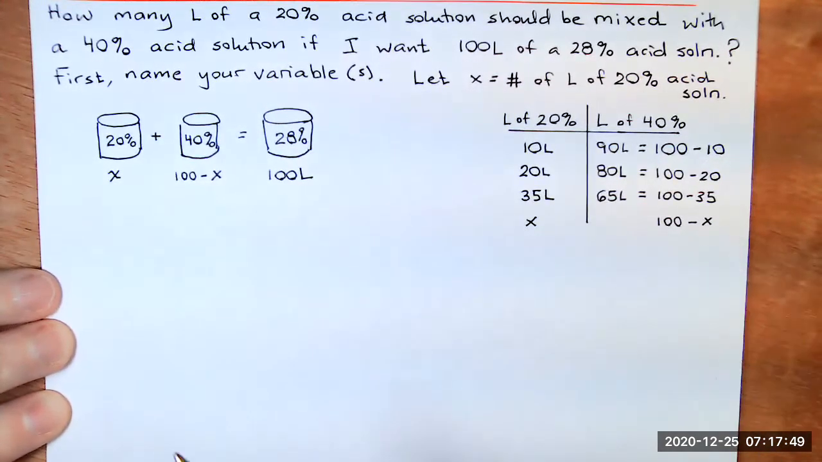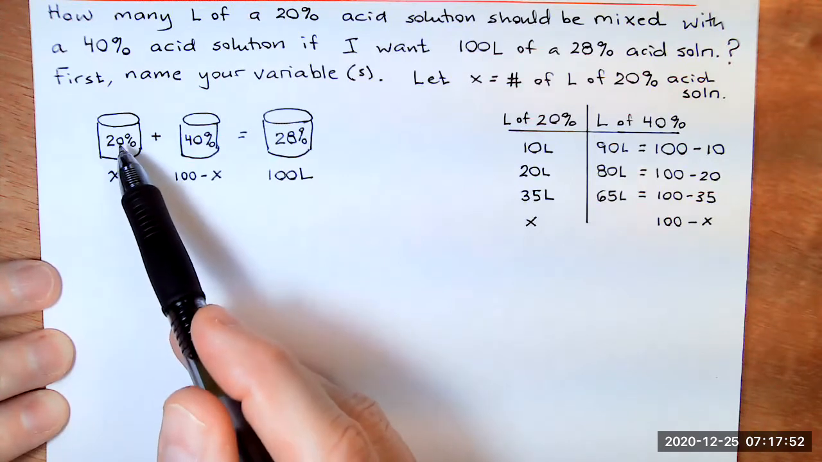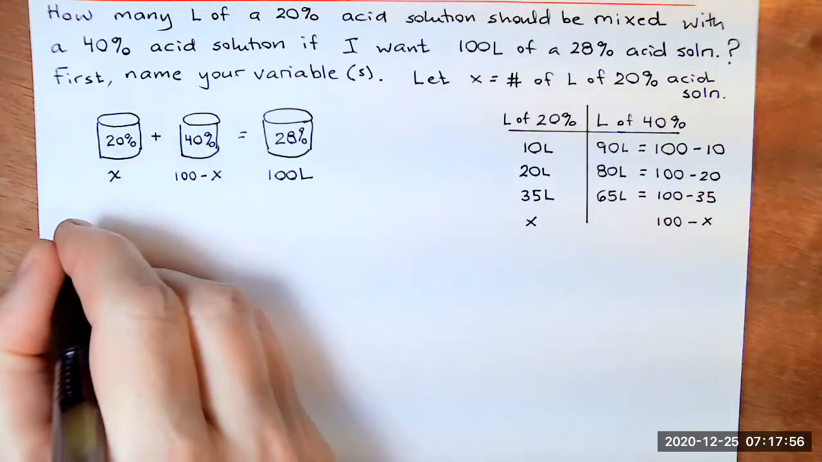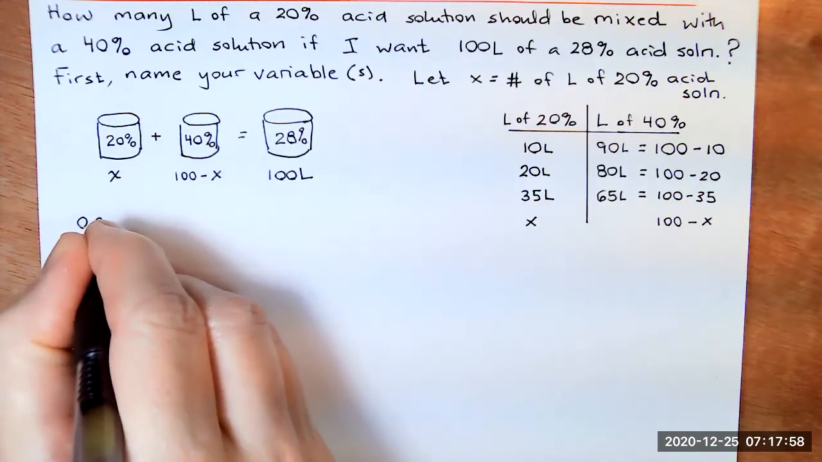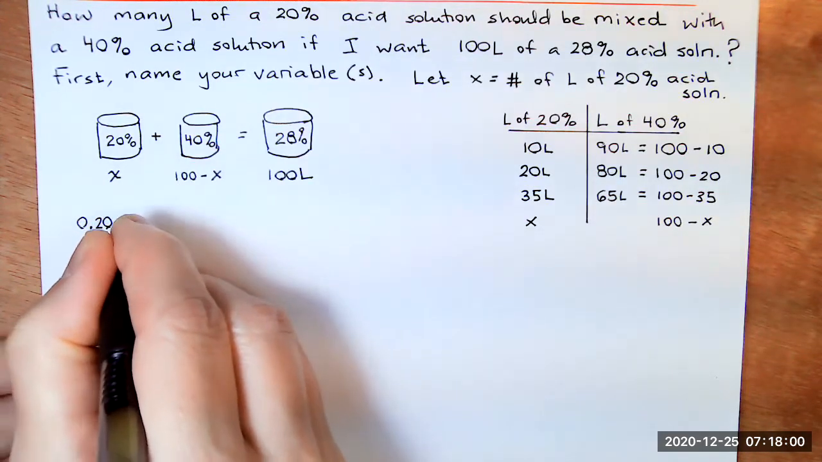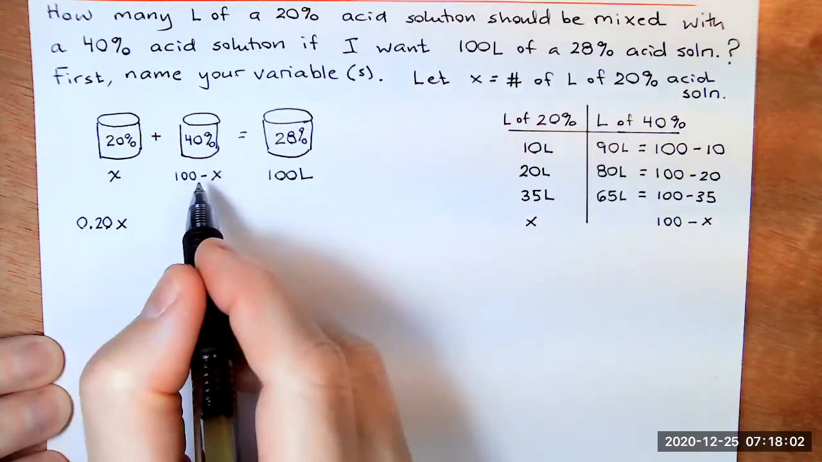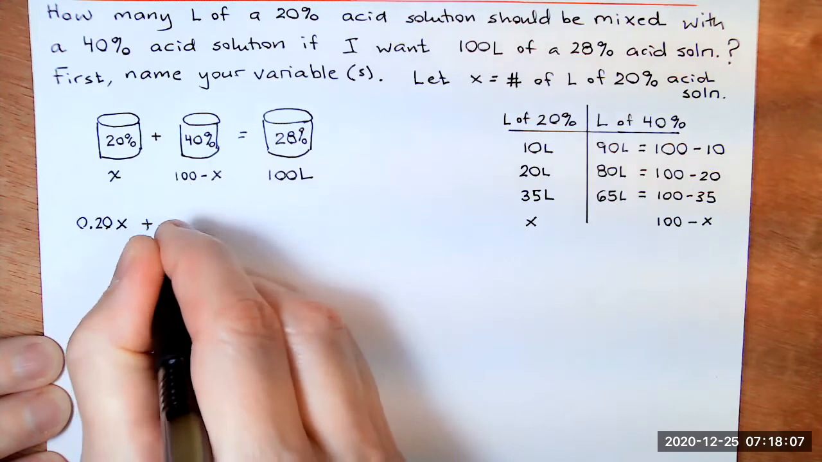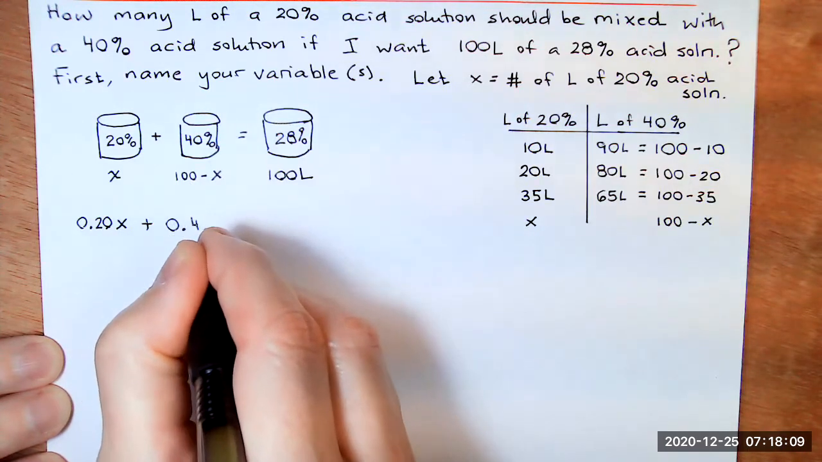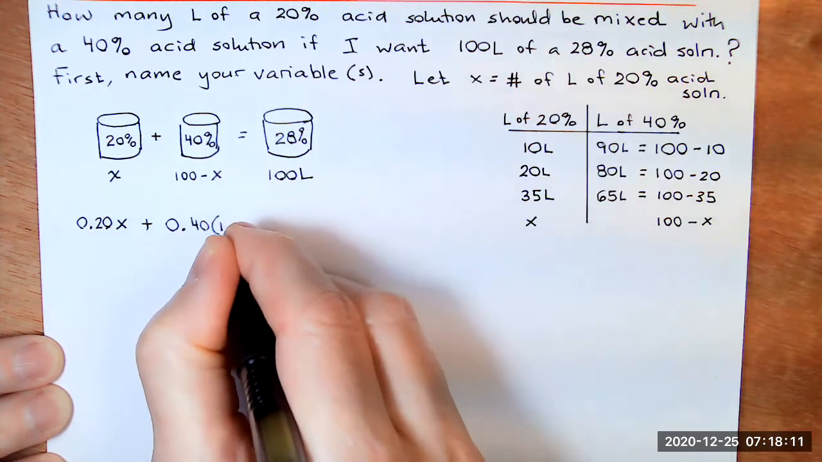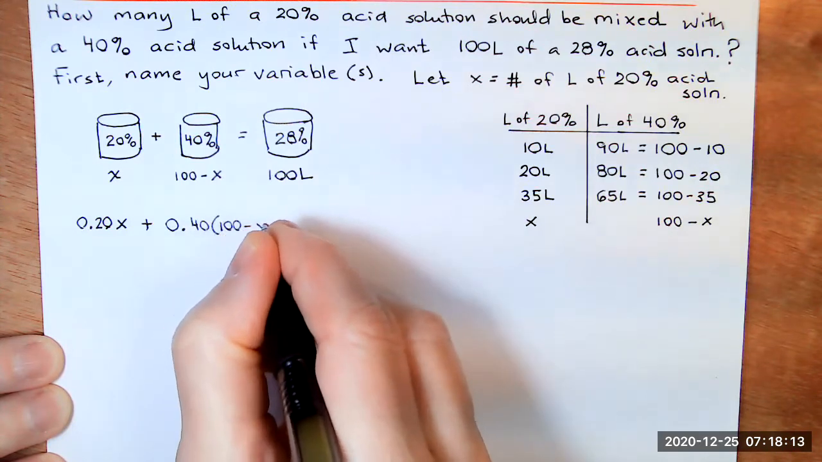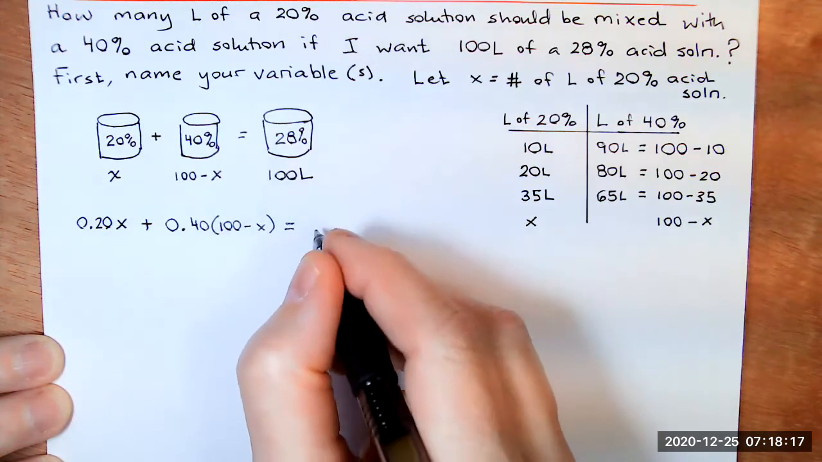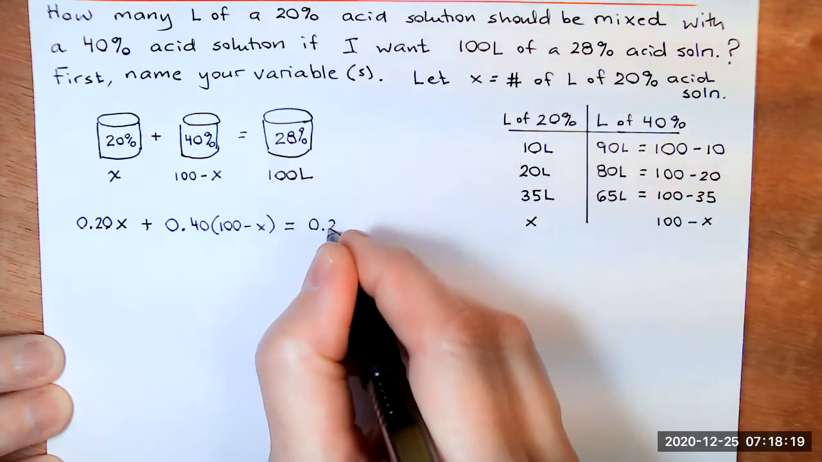Now let's go back to what we talked about in the beginning. How many liters of acid are in this vat? Well, it's going to be 20% of the number of liters. How much acid is in this vat? Well, it's going to be 40% of this number of liters. And that's equal to 28% of 100.